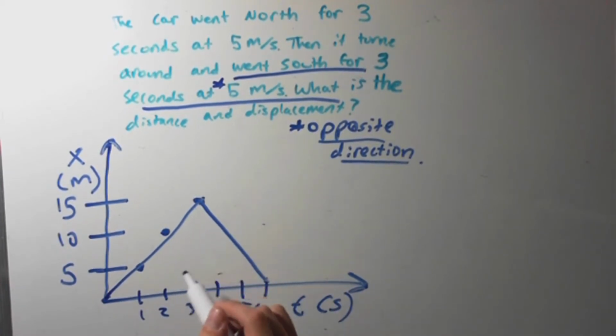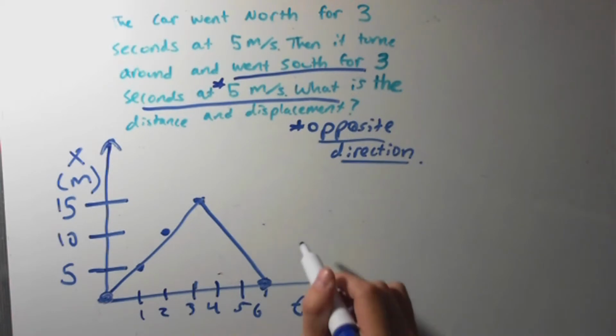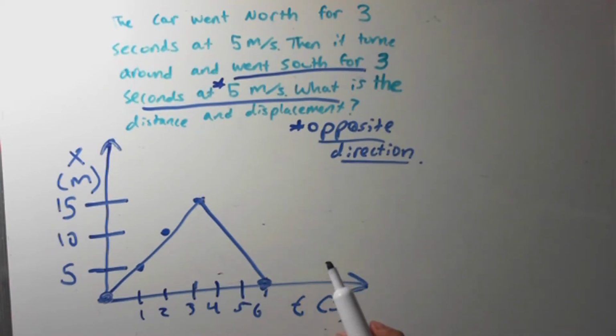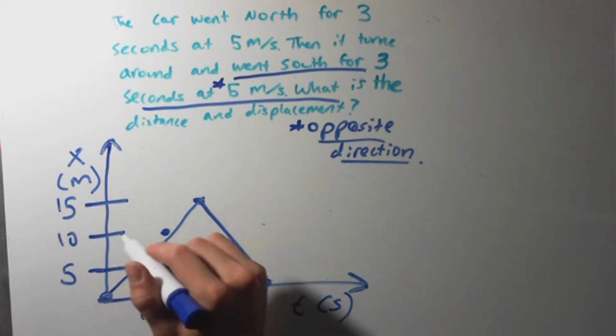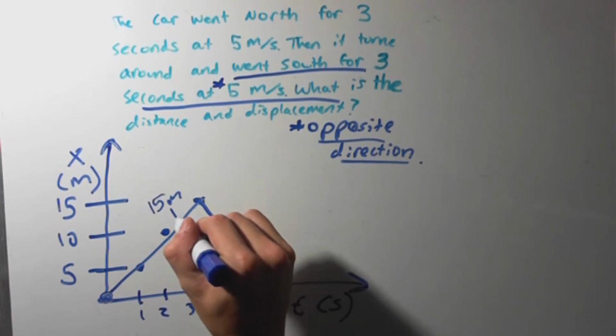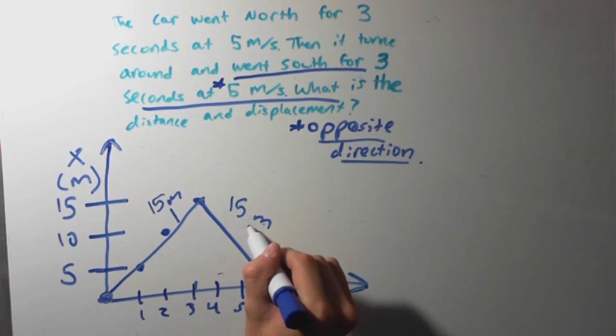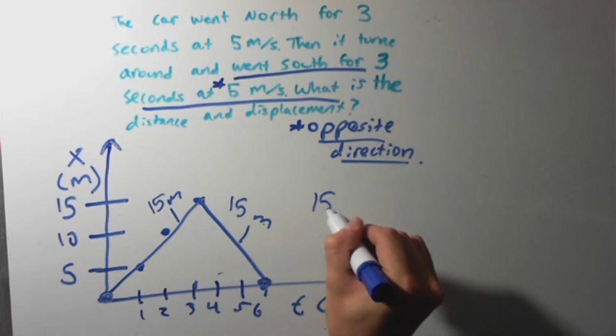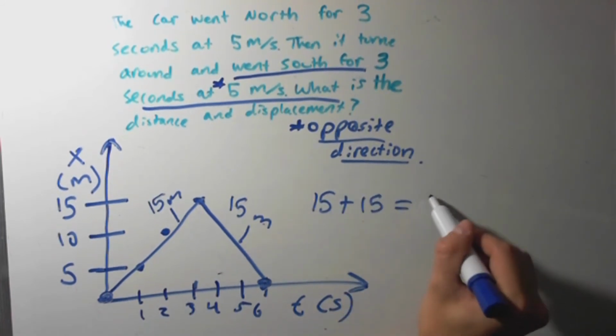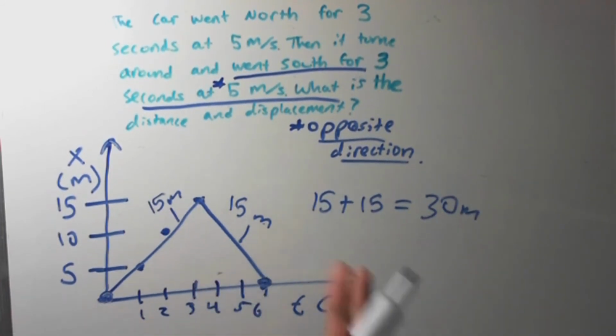What this graph would show you is that you can see that on the x-axis, the car is ending on the same place that it started, which would make the displacement equal to 0. But if you look, it travels a distance of 15 meters going up here, and then another 15 meters going back here. And if you added those up, that's when you would get your 30 meters of your distance traveled.